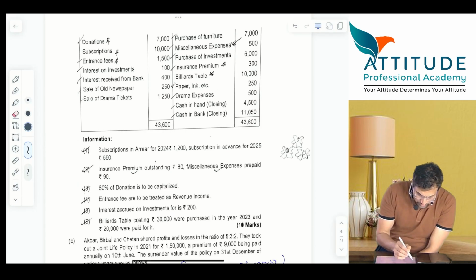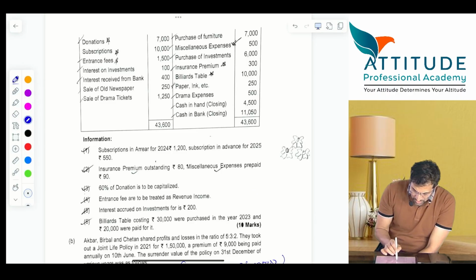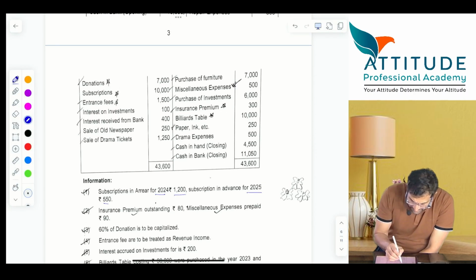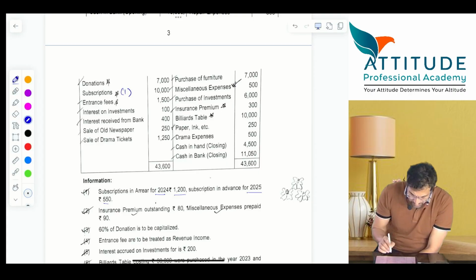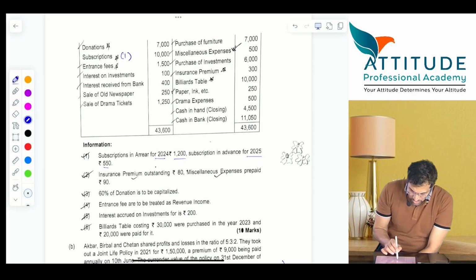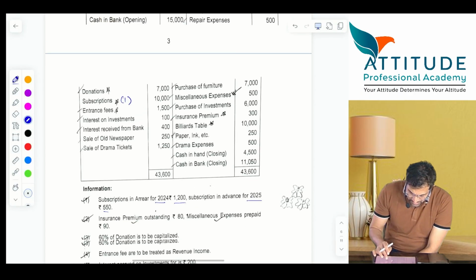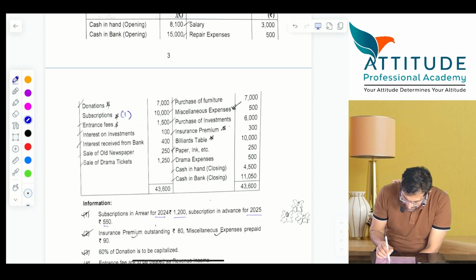Now subscription, look here: subscription arrears 1200, subscription arrears for 2024, and advance subscription 2025 550. So for subscription, put it as adjustment number 1. Then insurance premium outstanding 80, miscellaneous expenses prepaid 90. Insurance premium is adjustment number 2, miscellaneous expense is adjustment number 2. This is 2, this is 2 adjustment.